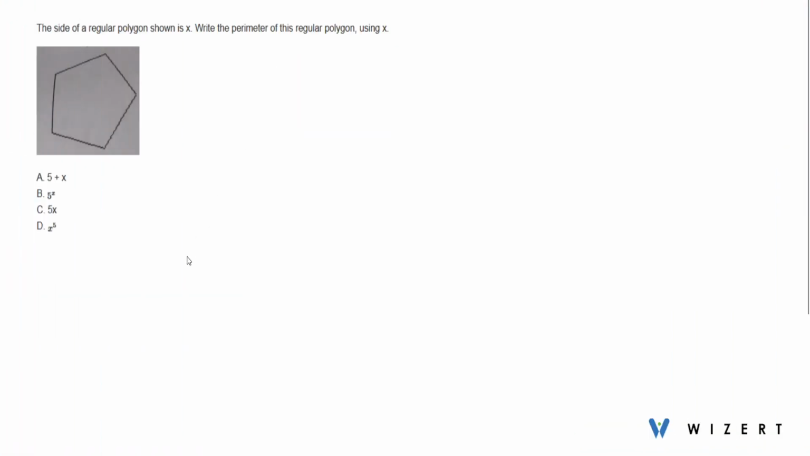According to the question, the sides of a regular polygon are given as x and we have to find the perimeter of this regular polygon. So let's name the polygon as A, B, C, D and E, right?